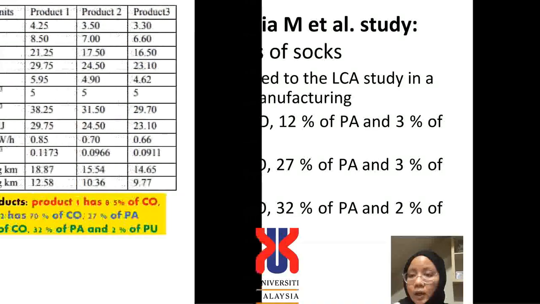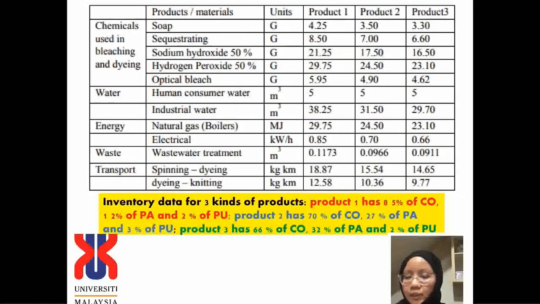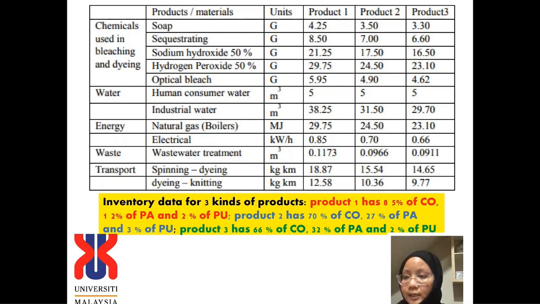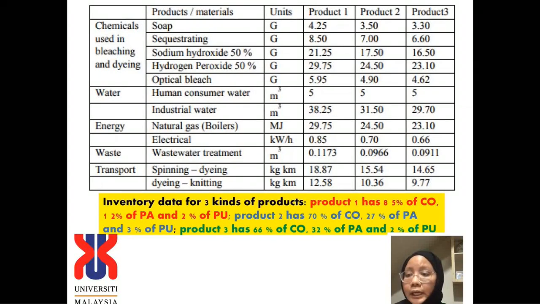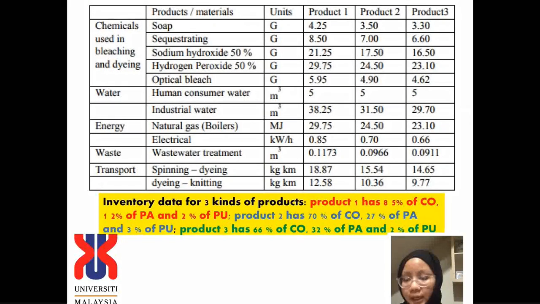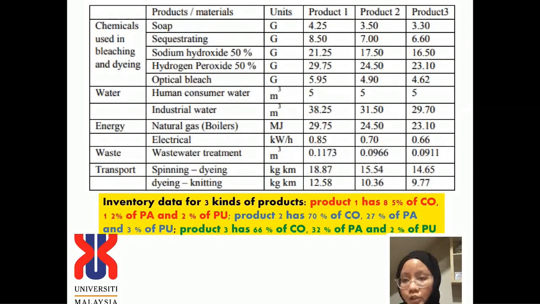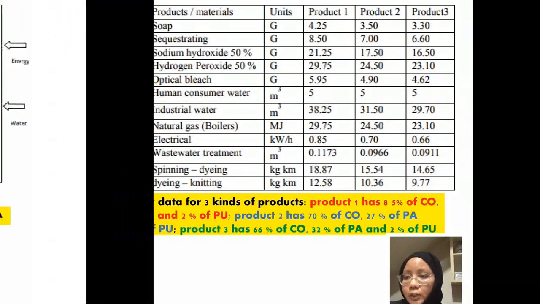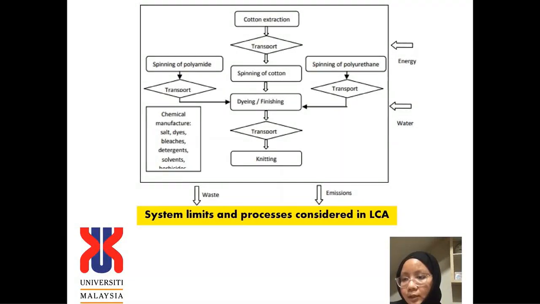So next is the inventory data for the three kinds of product that I said before. It can be seen that product 1, which has the highest cotton level, uses more chemicals and water, consumes a lot of energy, disposes a lot of waste and uses a high kg of transport if we compare with product 2 and product 3. So here is the system limits and the process considered in LCA.